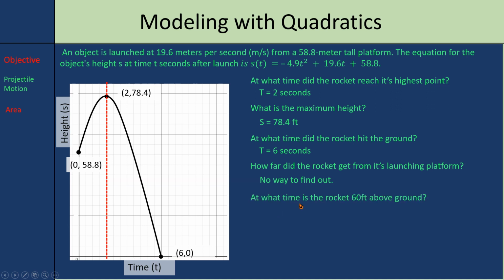Okay. Now, at what time is the rocket 60 feet above the ground? So 60 feet, you have to put 60 into the height, right? Because they give you the height. They're asking for the time. So you have to put 60 in, right? So you're looking for these points here where y is 60 and you're looking for x. And you put 60 in for y, basically, or for height, and you're looking for time. And then from there, you subtract 60 from both sides, and you solve using the quadratic formula, and you get that.